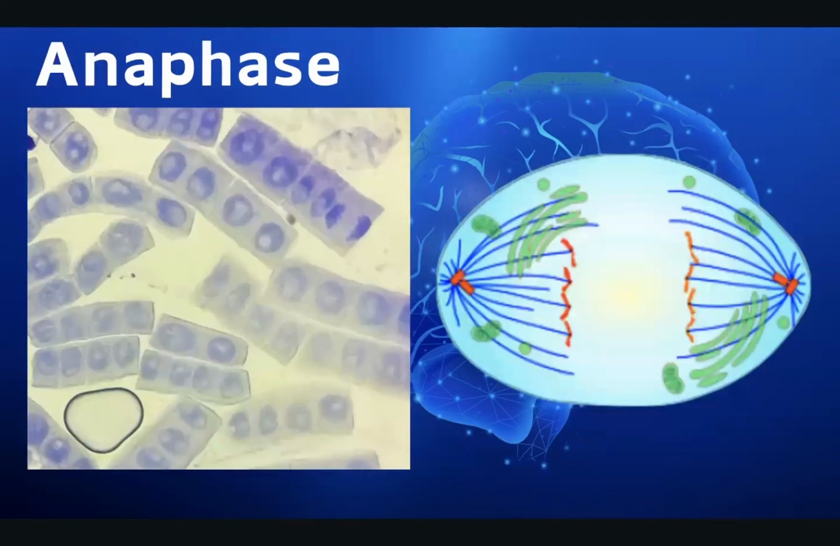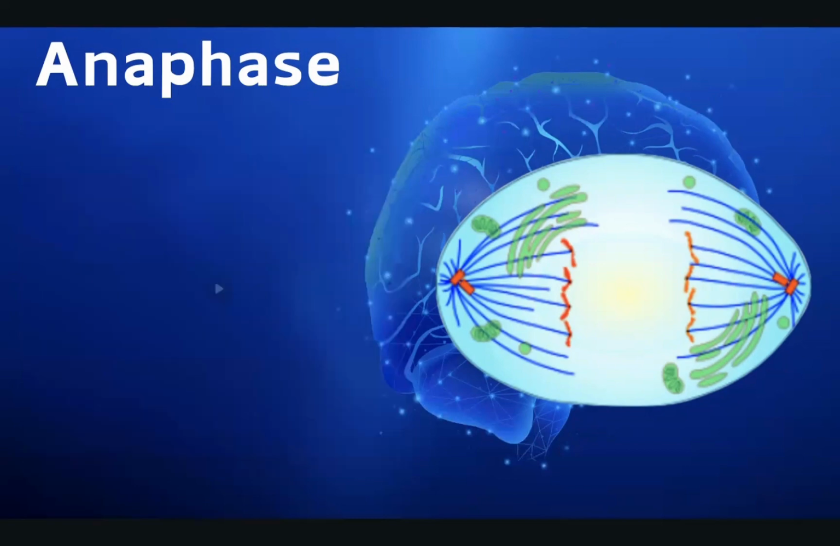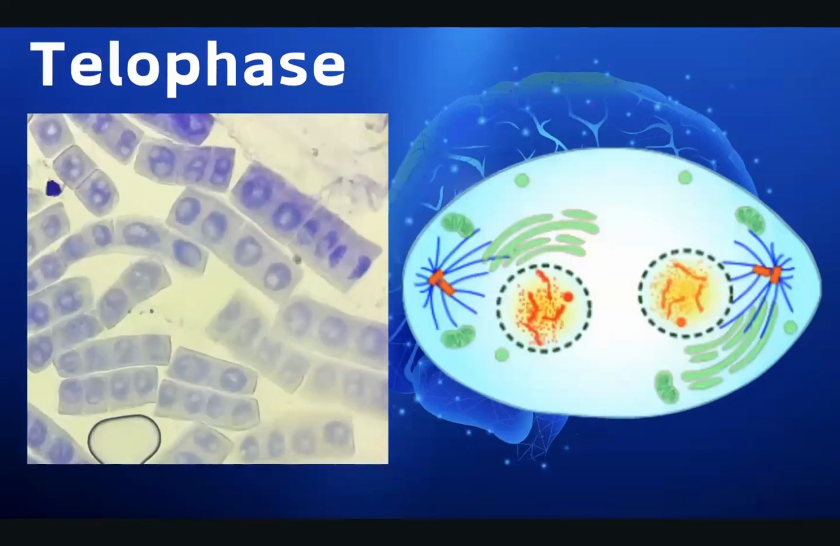The third phase, anaphase. It follows metaphase and precedes telophase. During anaphase, sister chromatids previously aligned at the metaphase plate separate and move towards opposite poles of the cell. This movement is facilitated by the shortening of microtubules attached to the centromeres, ensuring the equal distribution of genetic material to the daughter cells. The last one, telophase.